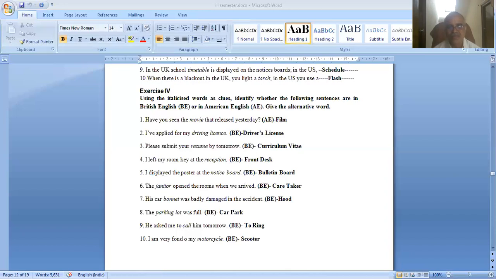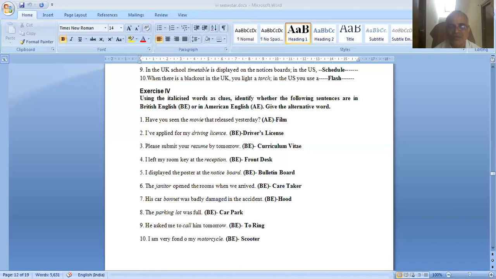Sentence number 3. Please submit your resume by tomorrow. Resume is given in italics. Of course, the word resume is also commonly used by both the Americans and British. But here we can identify the word resume as a British word, much more in use in British English. And its equivalent word that is used for resume is curriculum vitae.